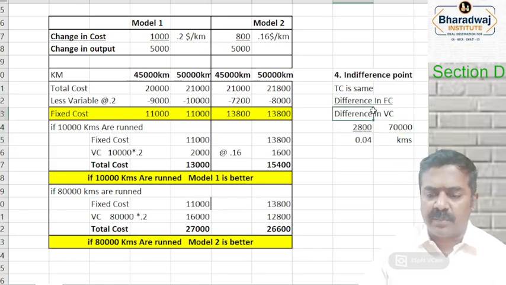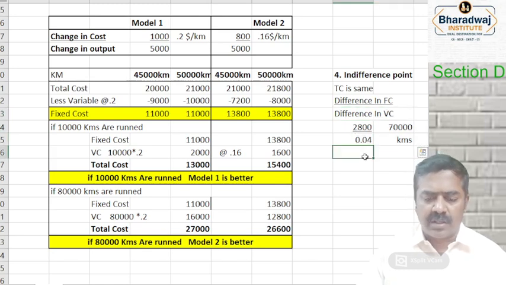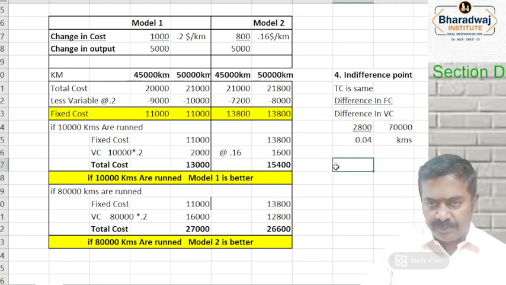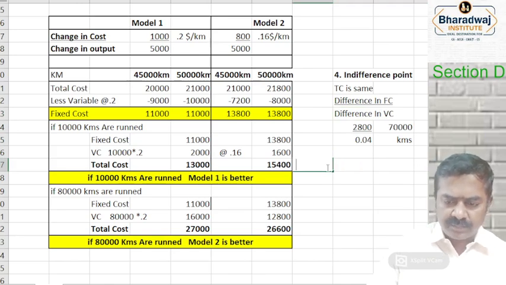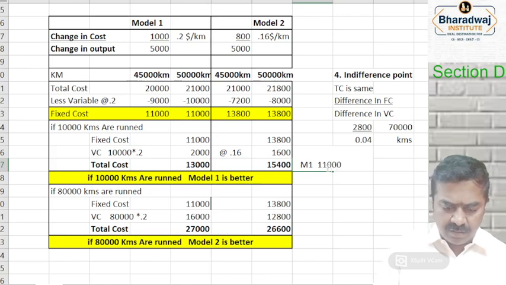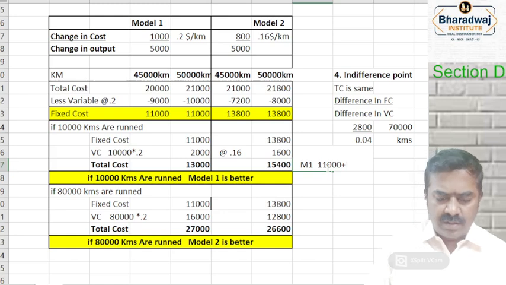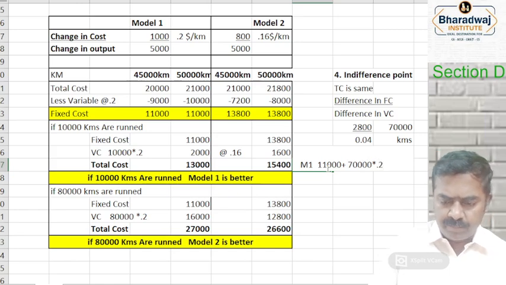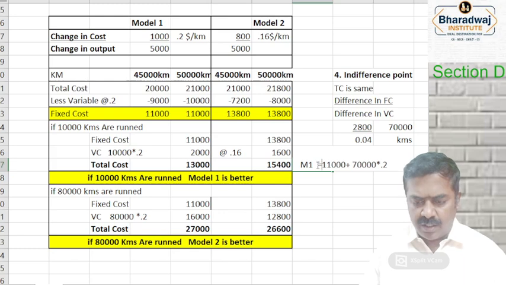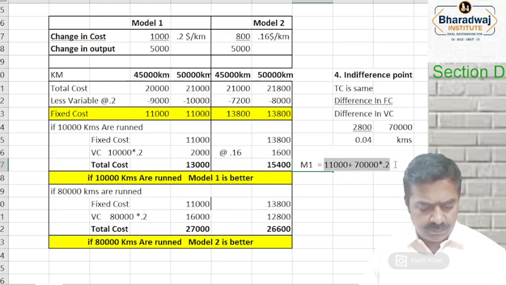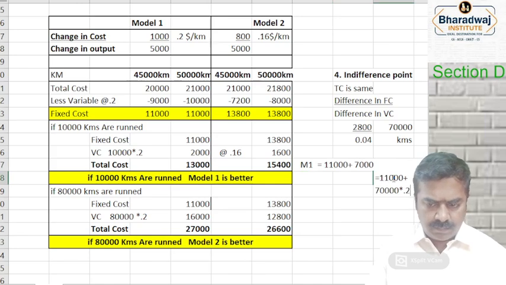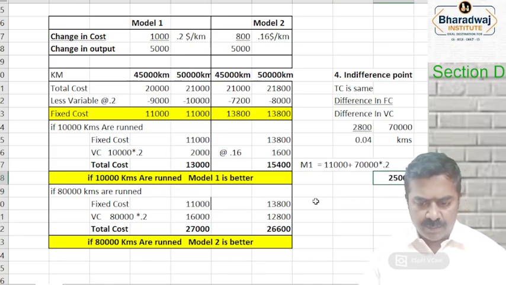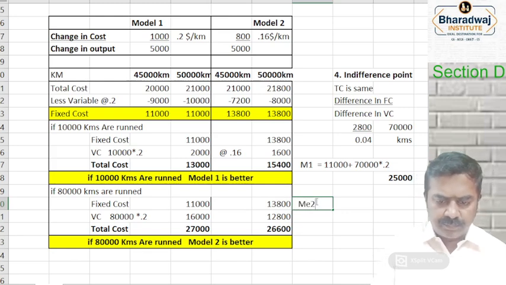Difference in fixed cost divided by difference in variable cost gives 70,000 kilometers. Let us work out the total cost. Model 1's total cost: what is the fixed cost? 11,000 plus 70,000 into 0.2. This will give us model 1's total cost. Can you work out and tell me the answer? $25,000.